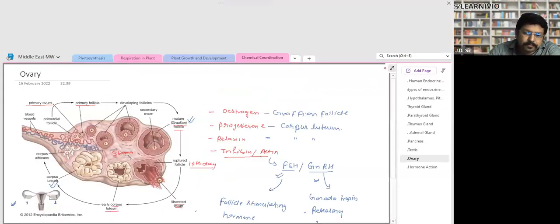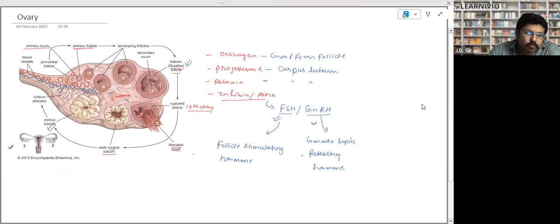So, what is the function of the ovary? The ovary secretes estrogen, progesterone, relaxin, and inhibin and activin. Estrogen is responsible for Graafian follicle development. We have discussed it in detail. Progesterone is secreted from the corpus luteum. Relaxin is also secreted from the corpus luteum.